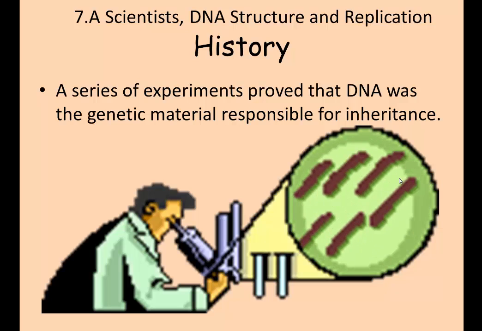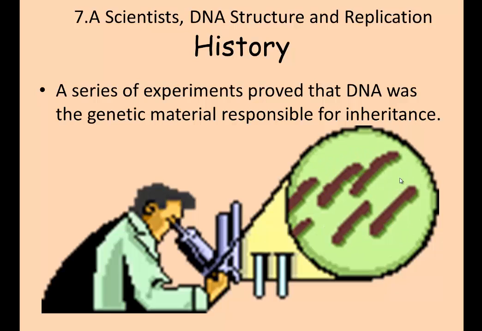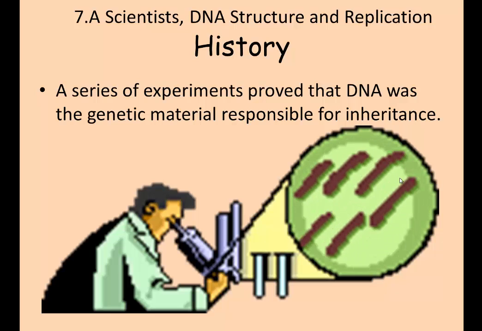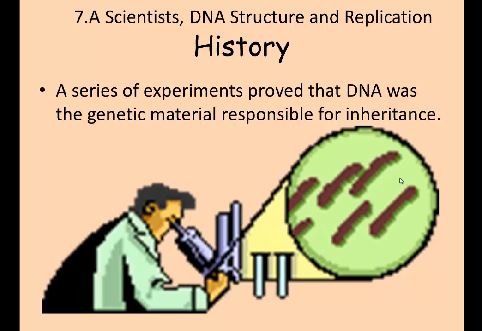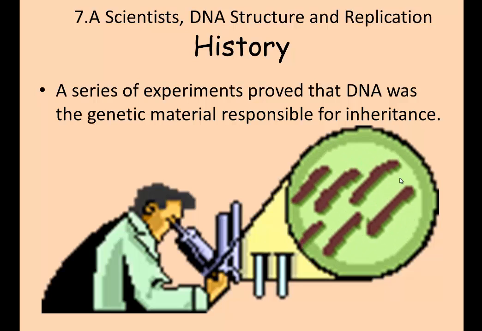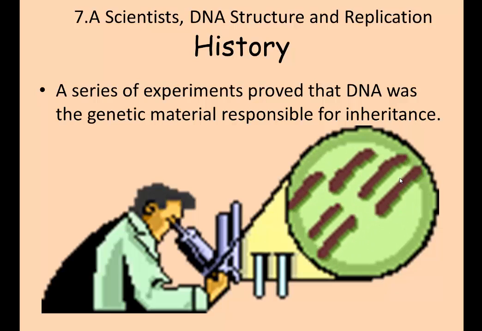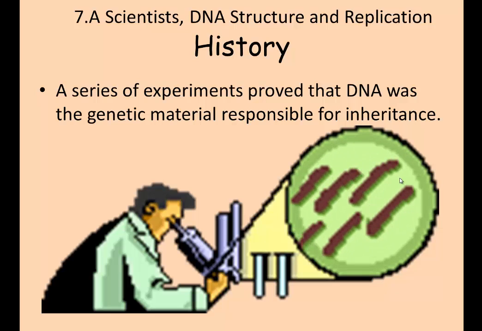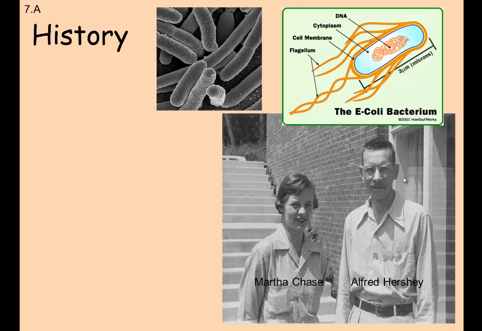So 6A, scientists, DNA structure and replication. History. For a long time we didn't know what part of the cell actually carried the genetic material. Lots of people thought it was DNA, other people thought it was maybe the protein coat, other organelles inside of it, but we actually ran some experiments to figure this one out. And the first people that were successful in determining this were Martha Chase and Alfred Hershey.